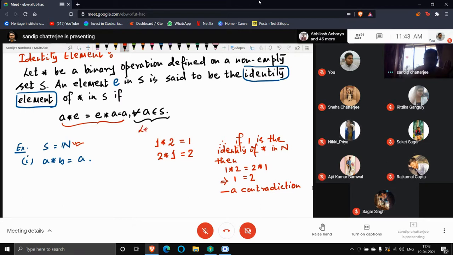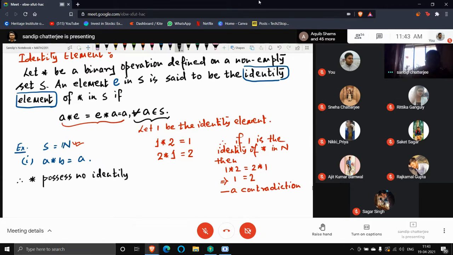Yes, sir. If I let 1 be the identity element, now instead of 1, if you pick up any number as identity element and do these steps, you will get a similar contradiction. Am I right or not? Yes, sir. So therefore, what is the conclusion? Therefore, star possesses no identity element. Right? Have you understood clearly? Right, sir.